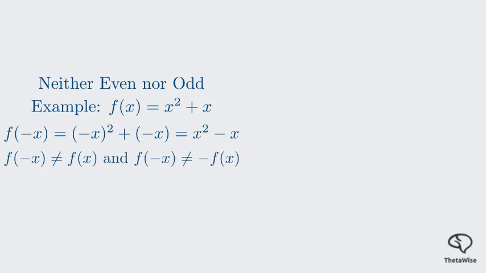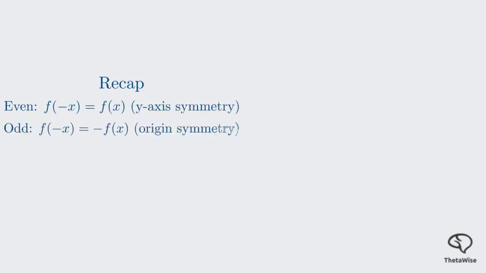Many functions are neither. For example, f of x equals x squared plus x. F of negative x is x squared minus x, which is not equal to f of x or negative f of x. So, it's neither. To recap, even functions have y-axis symmetry and satisfy f of negative x equals f of x. Odd functions have origin symmetry and satisfy f of negative x equals negative f of x.